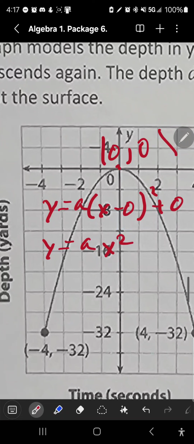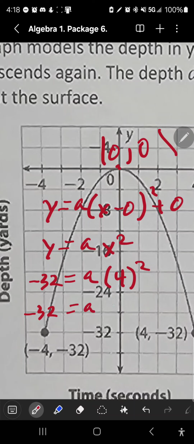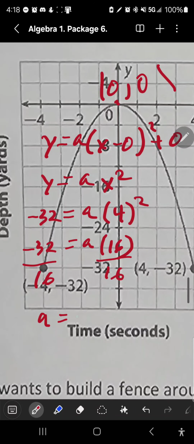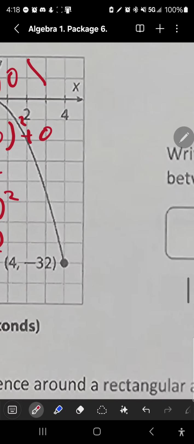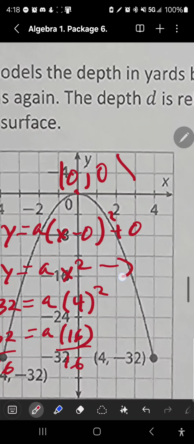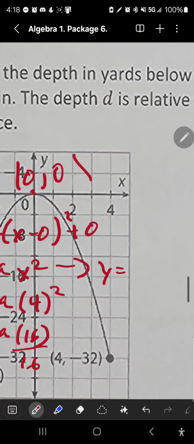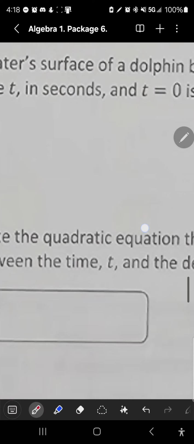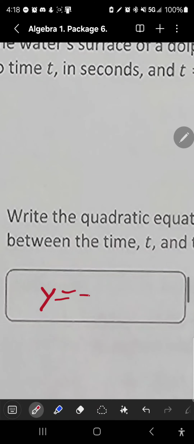Now, we need a point, so I'm going to say negative 32. It's going to be equal a times 4 squared. So negative 32 equal a times 16. I'm going to divide by 16 and have a equal negative 2, because negative 32 divided by 16 is negative 2. Therefore, my equation will be y equal negative 2x squared. And that's my answer.